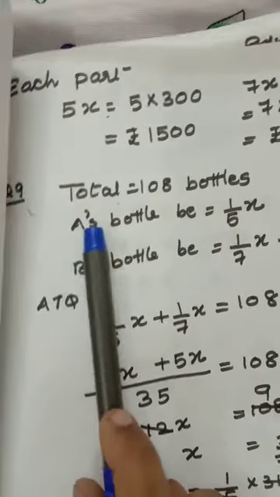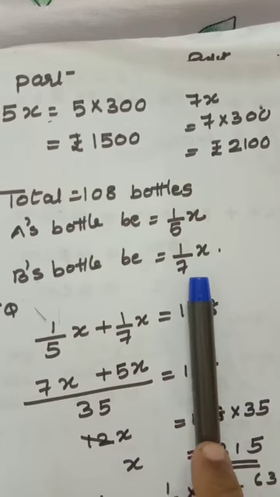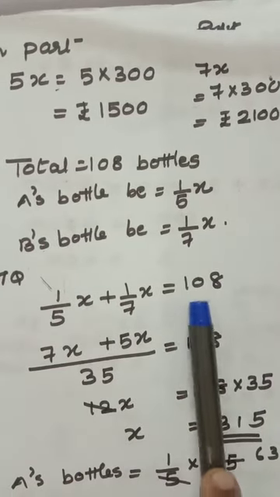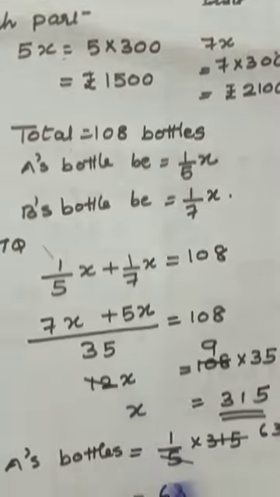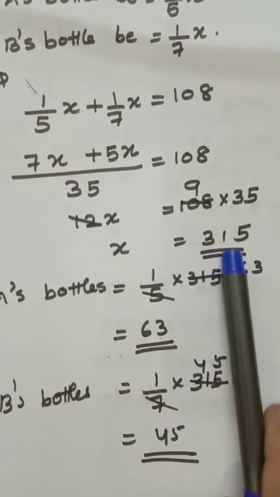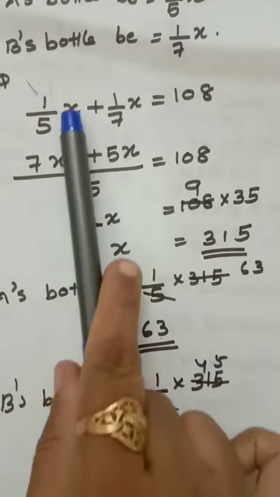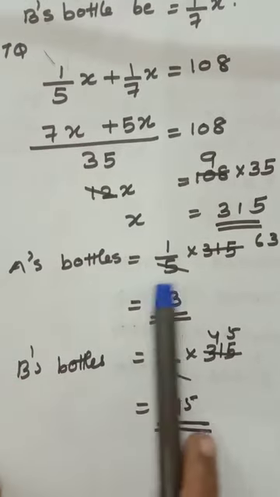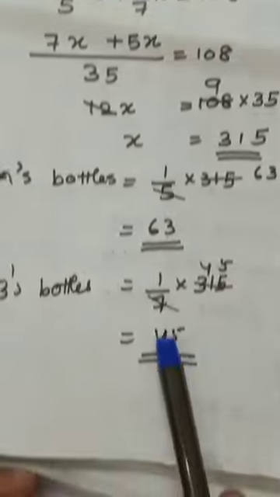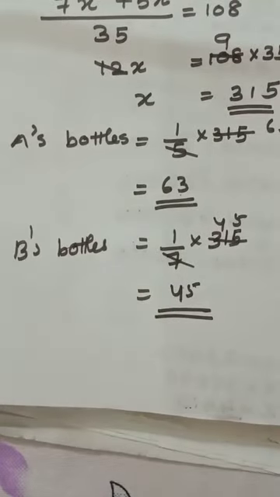Like that, question number 9. There are 108 bottles in total. A ratio B is 1/5 to 1/7. That means 1/5x and 1/7x. Add it, total 108 bottles. Cross multiplication. You will get x equal to 350. Put the value of x, so you will get 63 bottles and 45 bottles.